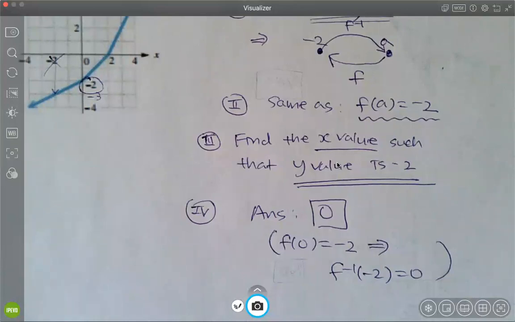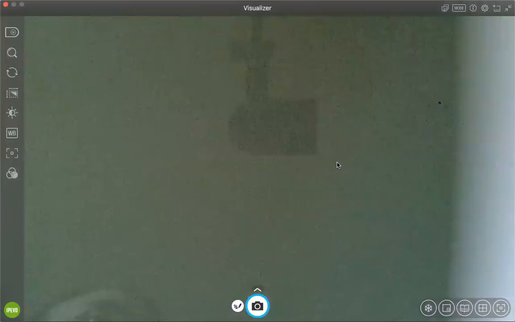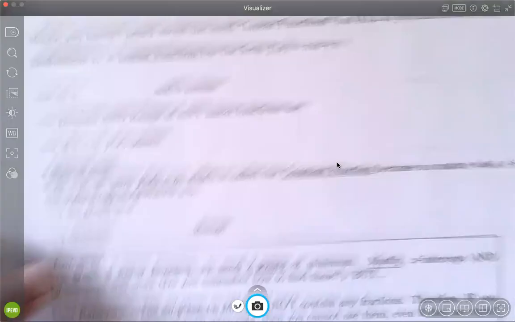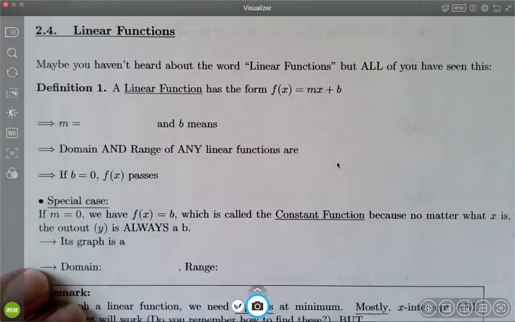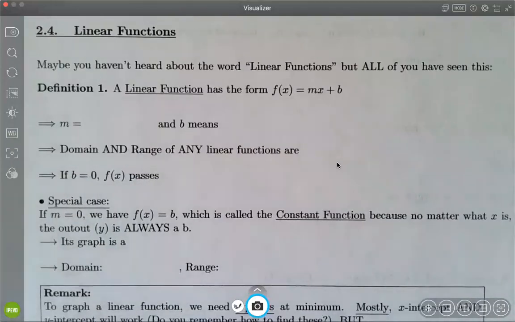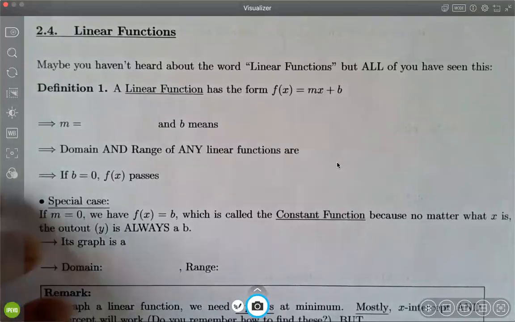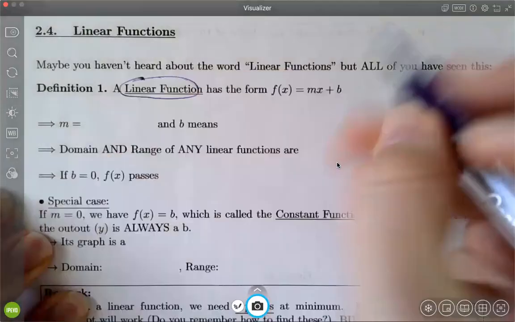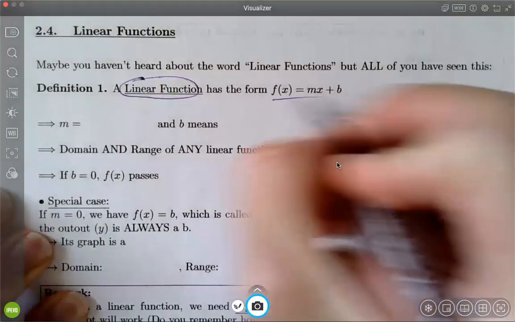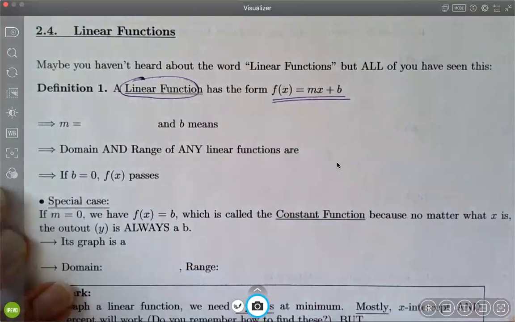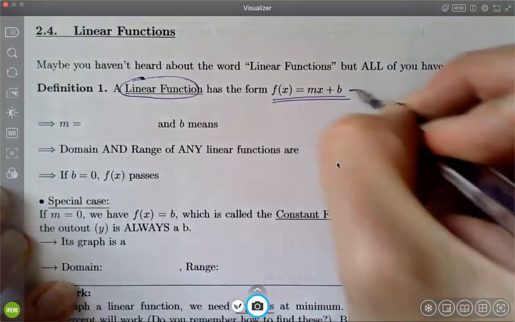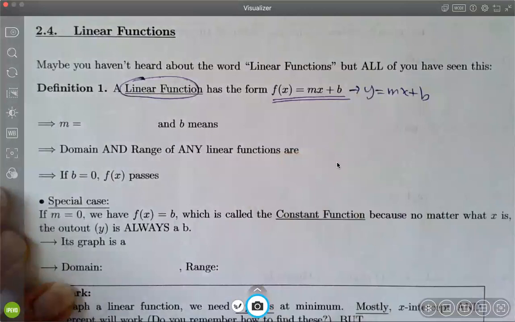Okay, so that's the end of 4.1. And now we'll go back to chapter 2, and then we'll do 2.4. So now this is about linear functions. We have seen linear functions before, so this section shouldn't be too bad. A linear function has the form f of x equals mx plus b. Now remember that this is the same thing as y equals mx plus b.